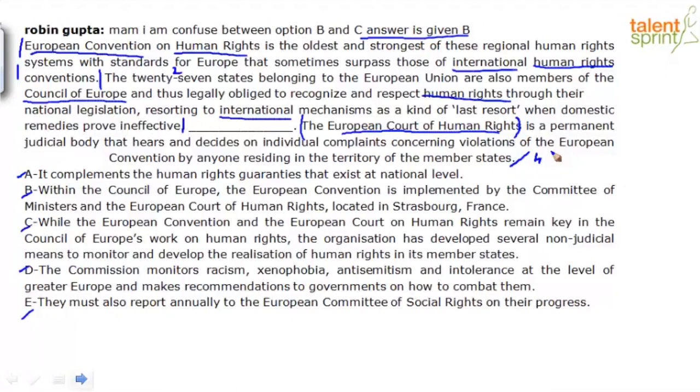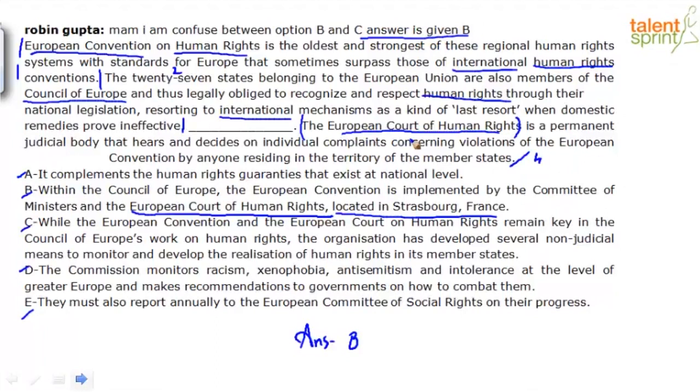So it has to be B, because B is the sentence that is introducing the European Court of Human Rights. See, the second sentence introduced Council of Europe. The first sentence already gives information about the European Convention on Human Rights. So within the Council of Europe, the European Convention is implemented by what? Committee of Ministers and the European Court of Human Rights. So introduced here in B. Then the next sentence explains what the European Court of Human Rights is all about. It is a permanent judicial body that hears and decides on individual complaints concerning violations of the European Convention by anyone residing in the territory of the member states. So the answer has to be B, which has introduced the next repeat word, European Court of Human Rights.